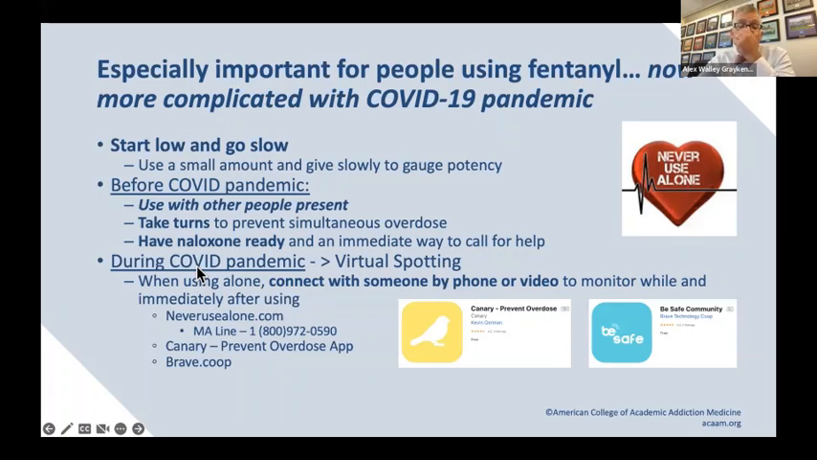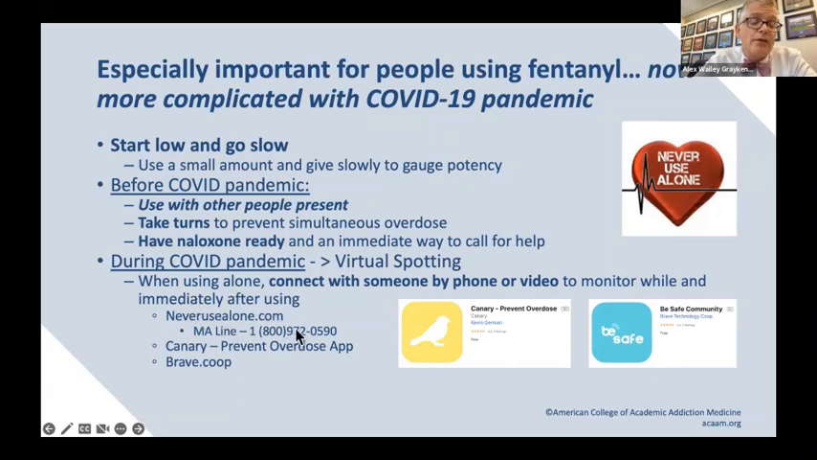But during the COVID pandemic, for some people well before it, it became clear to me that we're going to have people who use alone no matter what. So what are other ways that they can keep themselves safe if they're going to be using alone? It turns out we have technology, like a plain old telephone, that can facilitate that. Or actually, there are now applications on people's phones that can help alert someone if someone stops breathing or stops moving. These are ways to connect with someone by phone or video. This approach is called virtual spotting, and it's a way to monitor while or immediately after using.